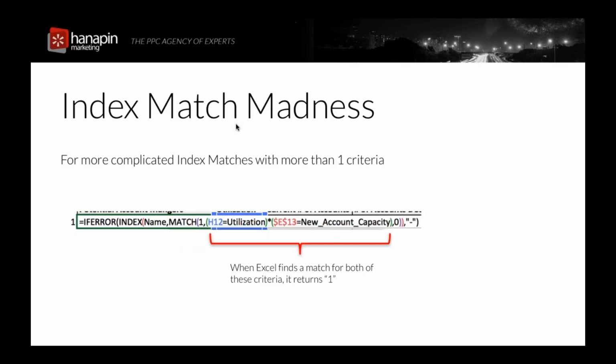This example was pulled from an internal document we use to do account assignments for account managers here. So when Excel finds a match for both of these criteria within the array, it will return a 1. That's why when we use the match, we specify 1 instead of specifying a more specific utilization or account capacity. These take some practice, but totally worth it once you get the hang of it.